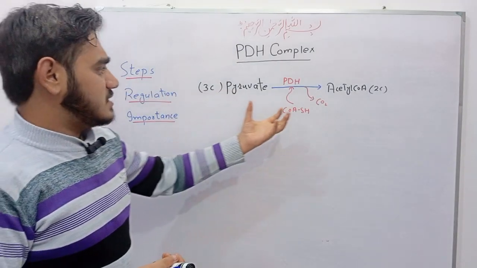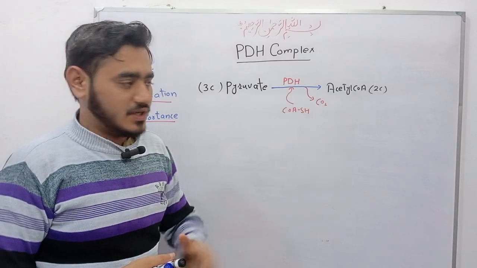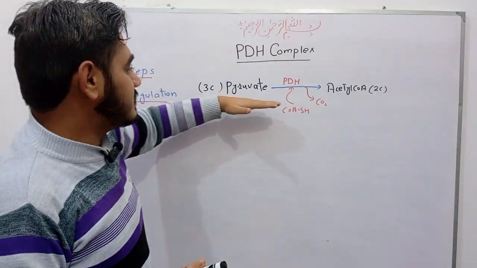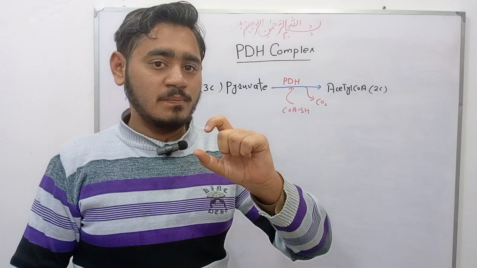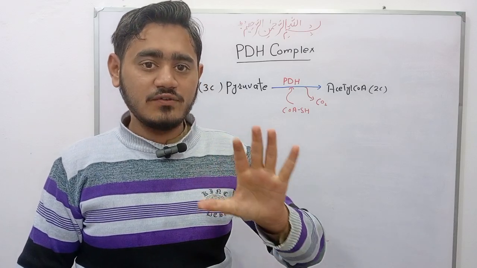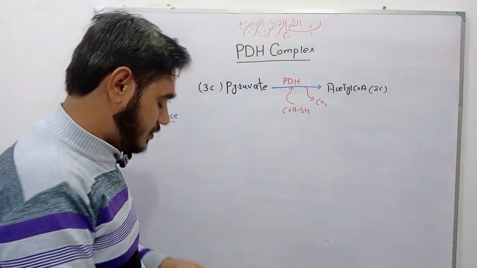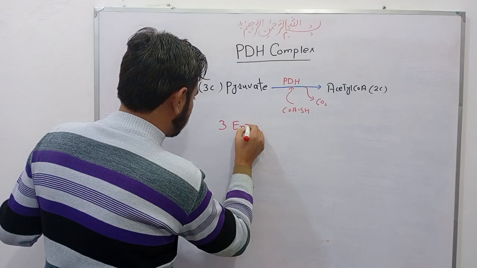Students, this is the simplest reaction. It is an irreversible step, and it is also a committed step. This pyruvate dehydrogenase complex consists of 3 enzymes and 5 coenzymes. Okay, 3 enzymes.